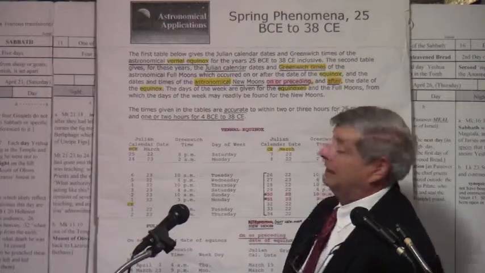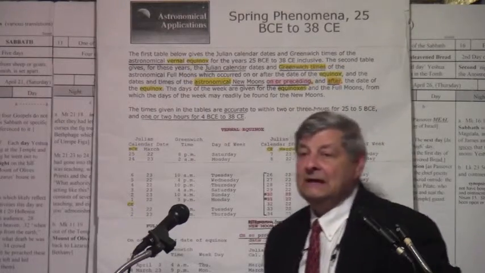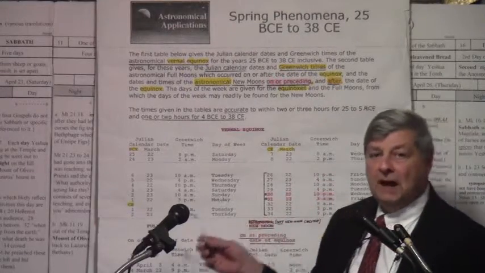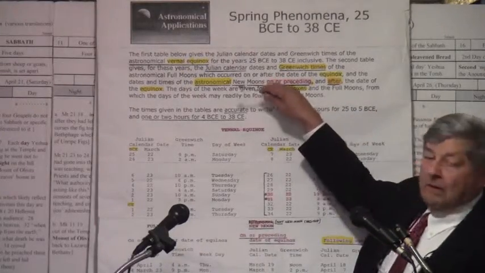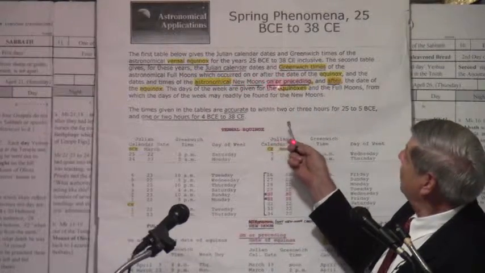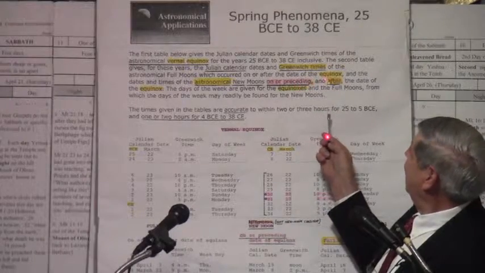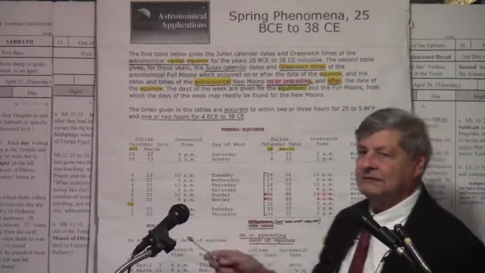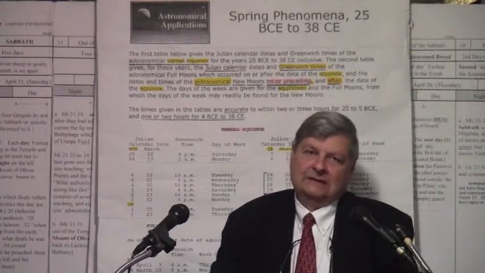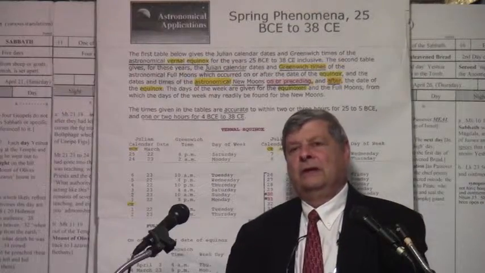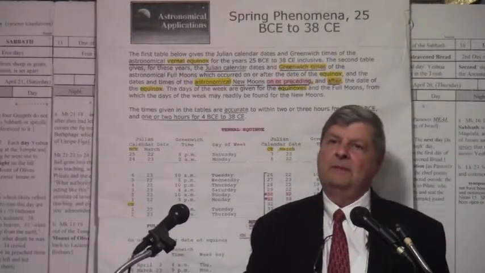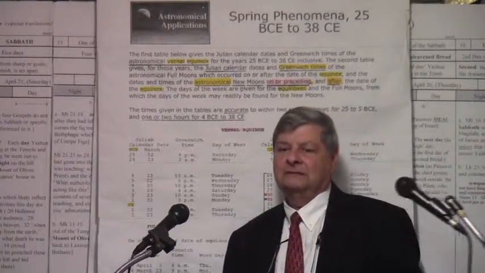Well, the thing about this chart is the preface. It says the two epochs of time that are reflected here are astronomical new moons on or preceding, and after, the date of the equinox. You've heard me mention this before. I want to emphasize it. On or before is one epoch of time, and after is another epoch of time. They're not the same things.